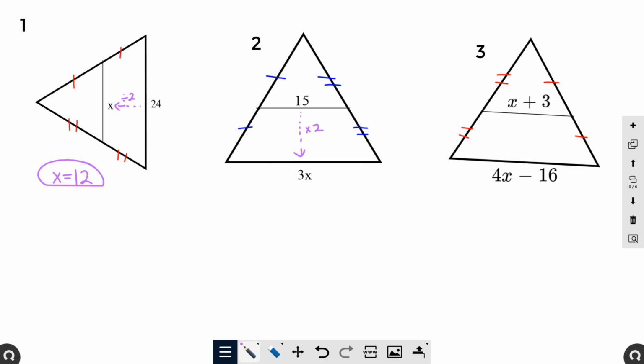So what's 15 times 2? 30. So we would say 3x equals 30. So we multiply that mid-segment times 2, and then we have an equation set up, and we would just need to divide, so x equals 10. And that's how we would get our answer. So look at what you have. If you have the longer piece, you divide by 2 to make the shorter piece. If you have the shorter piece, you multiply by 2 to make the longer piece.